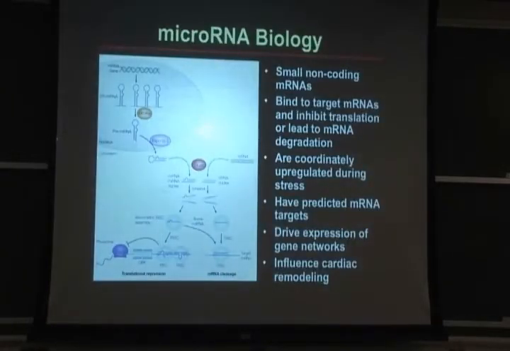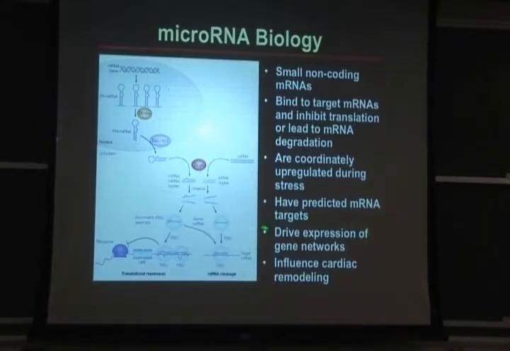So for those of you who aren't familiar with microRNA biology, these are small, non-coding RNAs. What they do is they bind to target mRNAs through a seed sequence. They can either inhibit translation, which is the more common way, or they lead to message degradation. The interesting thing if you're a heart failure guy is that they're coordinately upregulated during stress. So there are specific patterns in microRNAs that come up under stress, the so-called initial index event. They have predicted mRNA targets, so if you want to use a systems biology approach, if you know the microRNA, you know the genes involved.